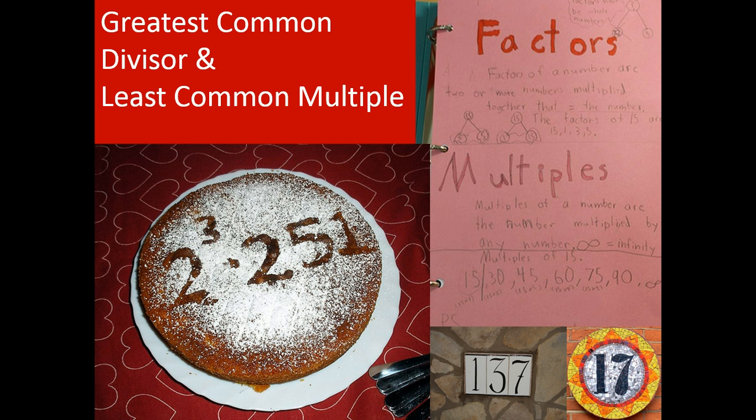So our next topic is greatest common divisor and least common multiple. We've just looked at numbers that are prime numbers and numbers that are composite numbers, and we've talked about what divisors are. Divisors will divide into another number, and all of those ideas are related to these two ideas, greatest common divisor and least common multiple.